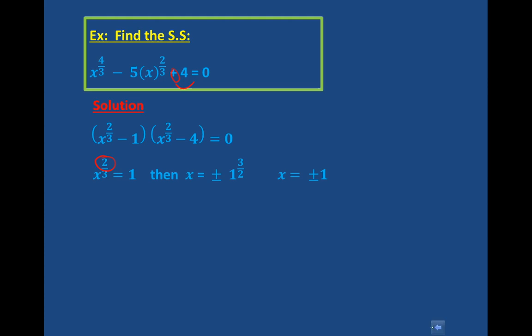Also, x power 2 over 3 equals 4. Then x equals positive or negative 4 raised to the multiplicative inverse of the power of x, positive or negative 4 raised to the power 3 over 2. Therefore, x equals positive or negative 8. Here, x has 4 values. The solution set is 1, negative 1, 8, and negative 8.